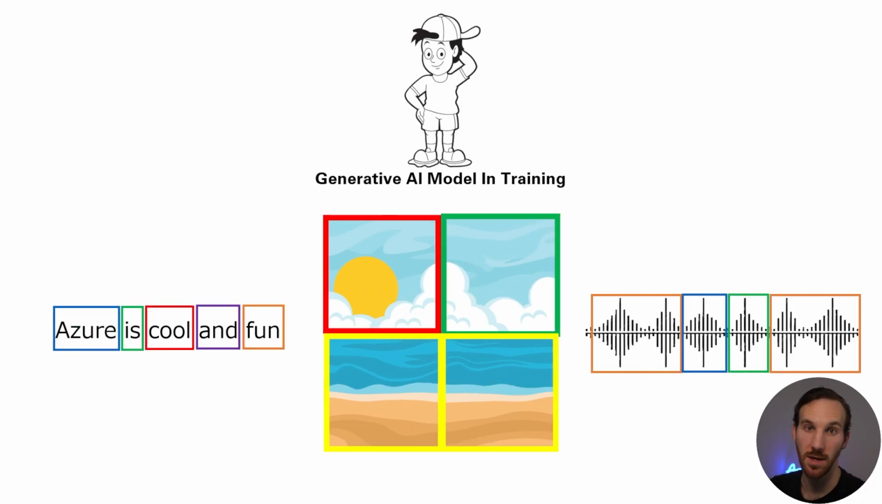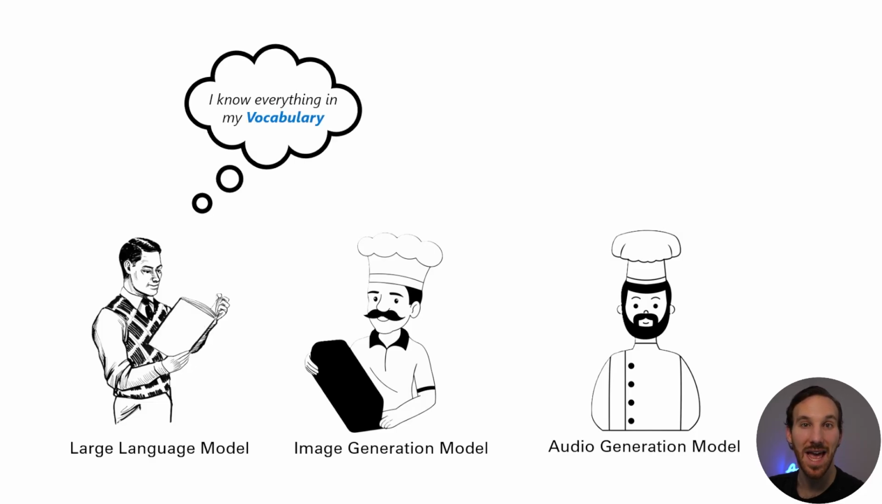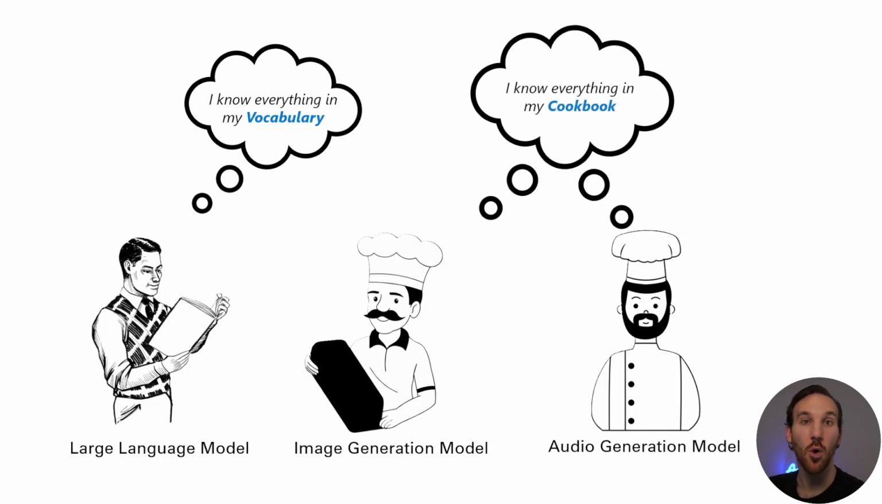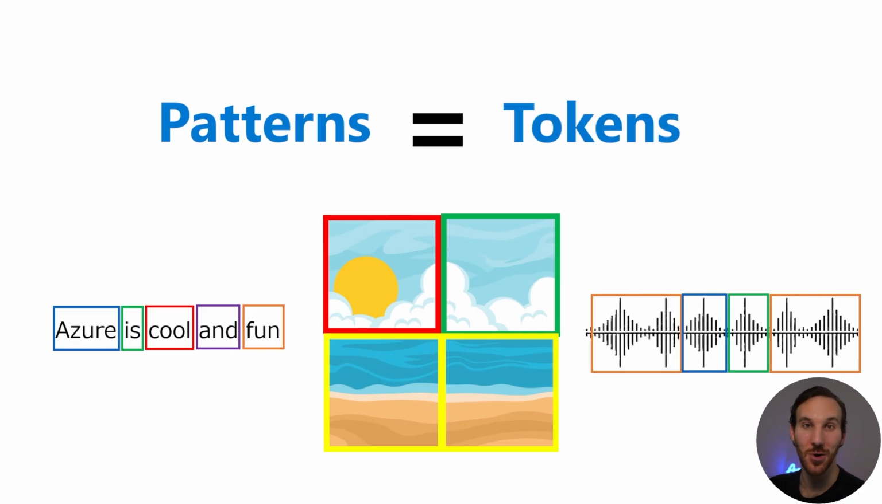or somewhere in between. Once a Gen AI model is trained, it stores all its known patterns in what's called a vocabulary for large language models, or a cookbook for image and audio generation models. And another name we give these patterns that Gen AI models recognize is called tokens.